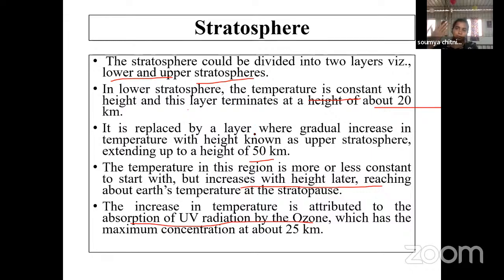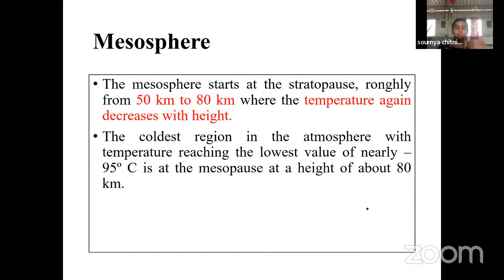So after the stratosphere we have again a thin layer, that is stratopause, and after stratopause we have the mesosphere. Again the temperature here decreases, just like troposphere. We can find an extreme drop of temperature with increase in altitude in mesosphere. That is between 50 to 80 kilometers, and the temperature again decreases with height, as I told you.